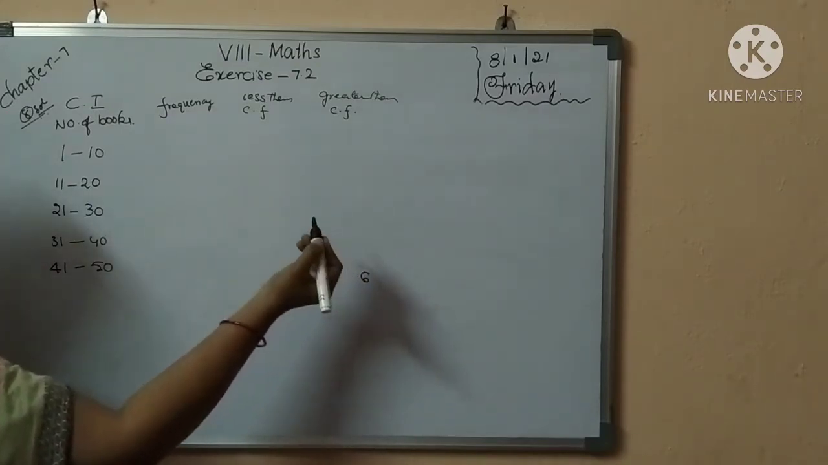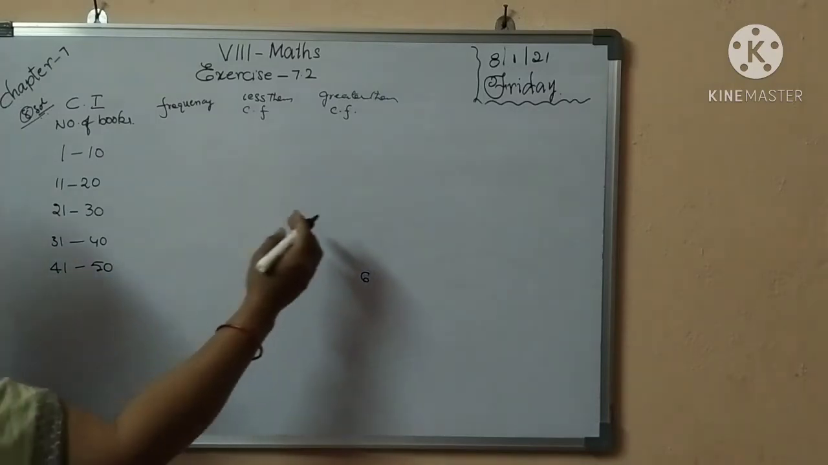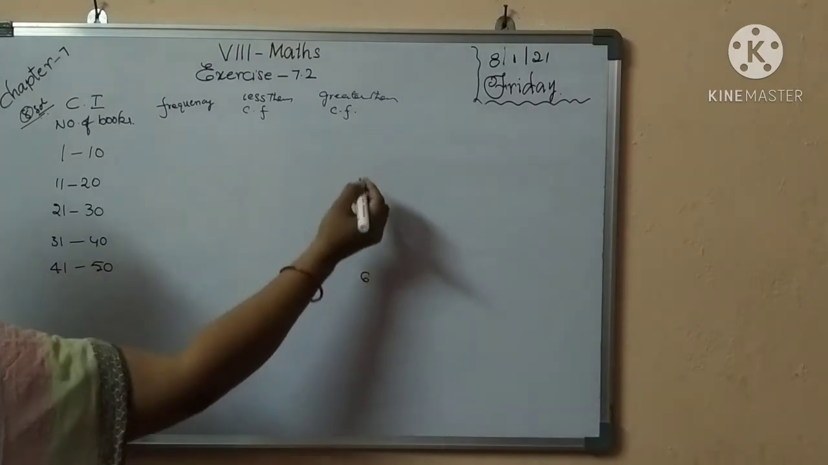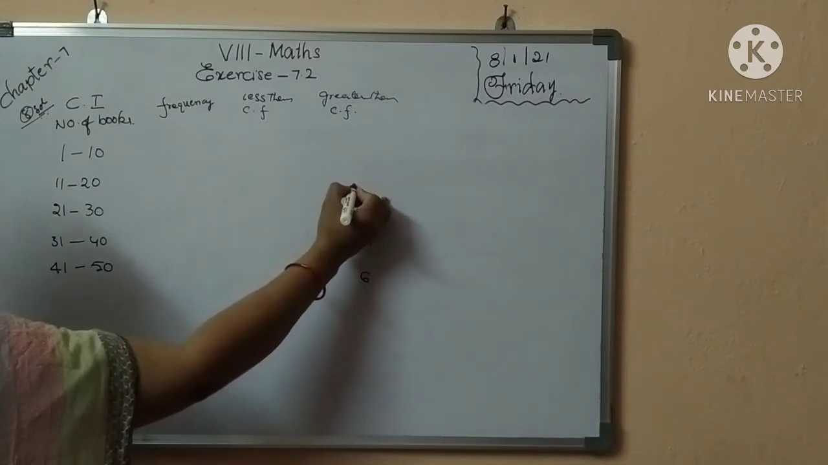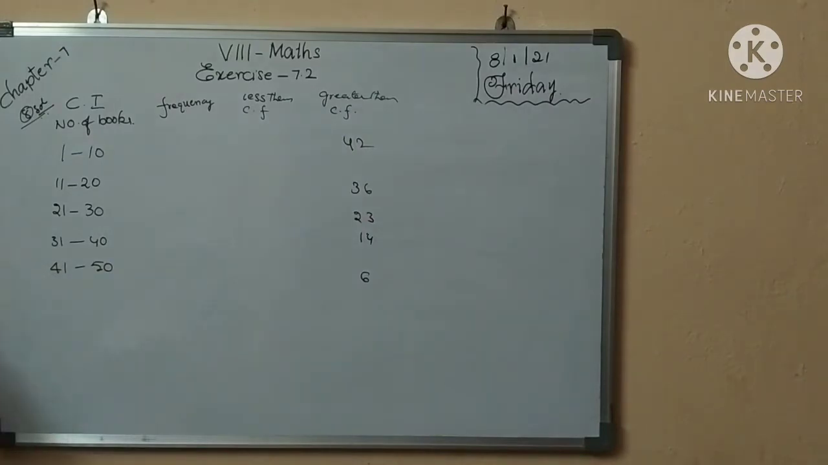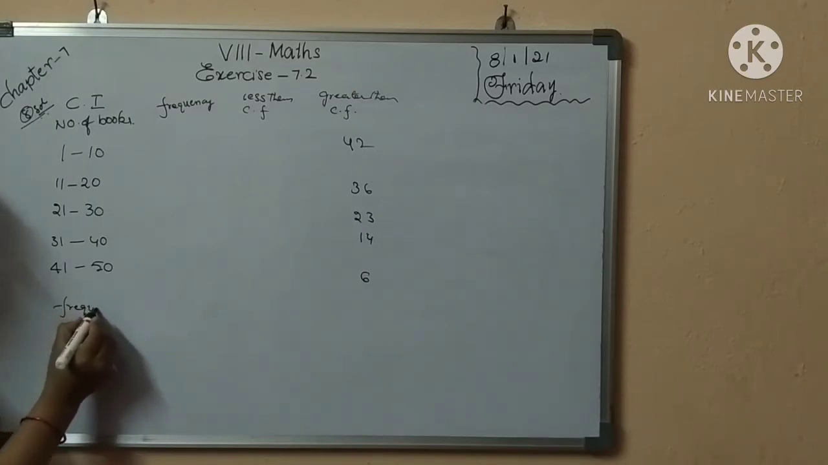6, yes, that is correct. 6, 14, 23, and 36, and 42. That is the given data. Then next you find the frequency and the less than cumulative frequency. How can you write the frequency? Yes, observe once again and find the frequency.